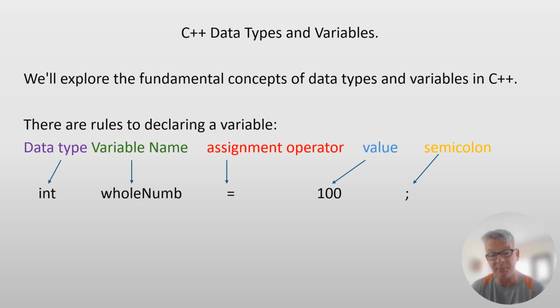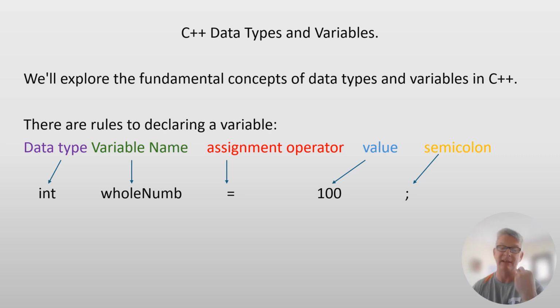The assignment operator is a single equal sign, okay? And that means it's going to assign a value to it. And the value we're going to give is a whole number, an integer, because we declared it to be an integer. And you always end your statements with a semicolon. Okay, so these are the rules of declaring a variable and initializing it at the same time.